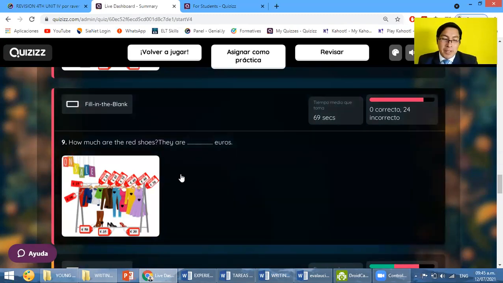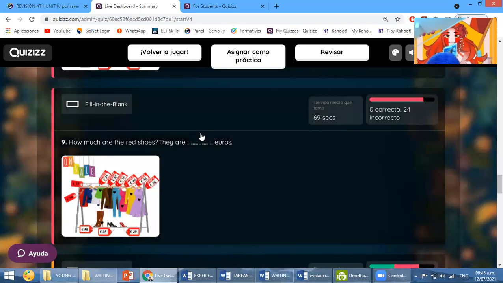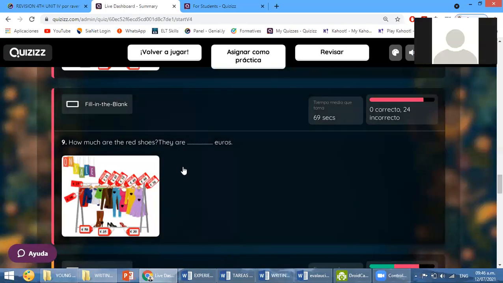For example, in the number 9, how much are the red shoes? They are, what number is here? Open your microphones. Tell me, what number is? They are? 30 years.